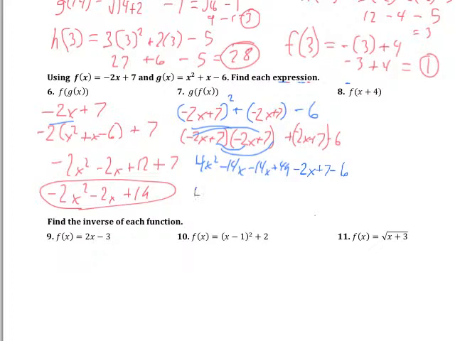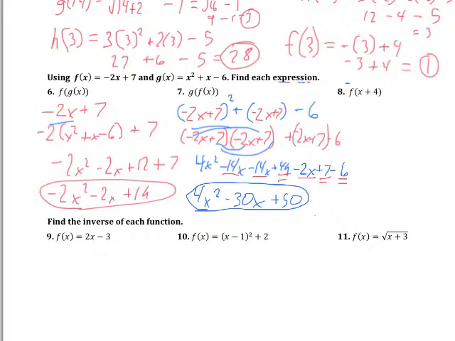The 4x squared does not have anything to combine with, but the 14x and this 2x, they do combine. Negative 14 minus 2 is negative 30. And then there is a 49 and a 7 and a 6 that go together. 49 plus 7 minus 6, that's 50. Positive 50, and that's your final answer right there. So that's one of the longer algebra problems on the test.